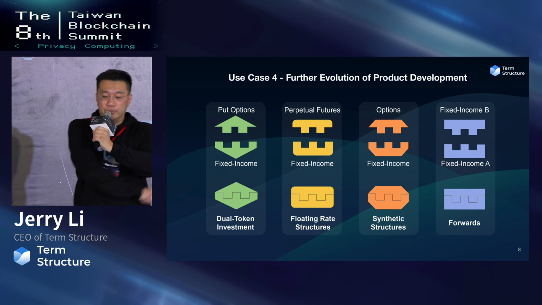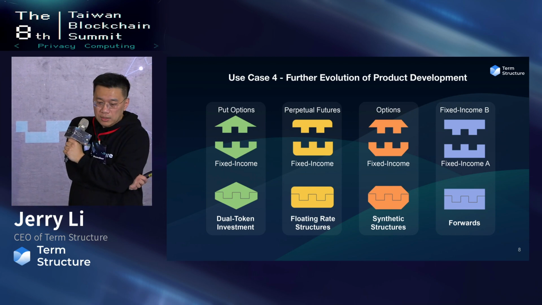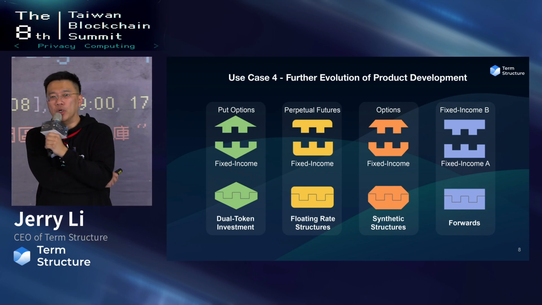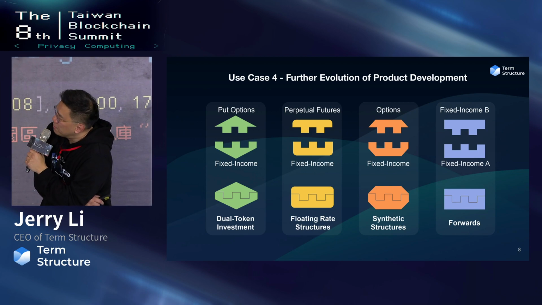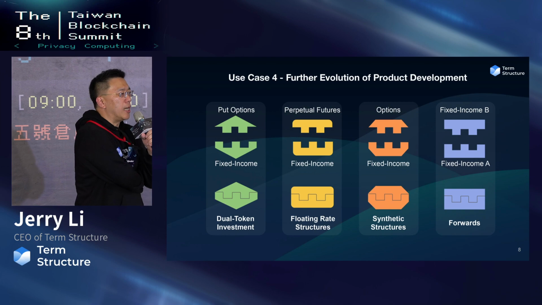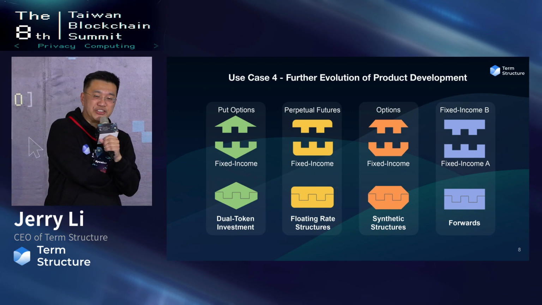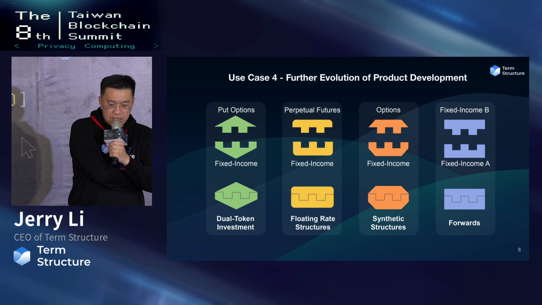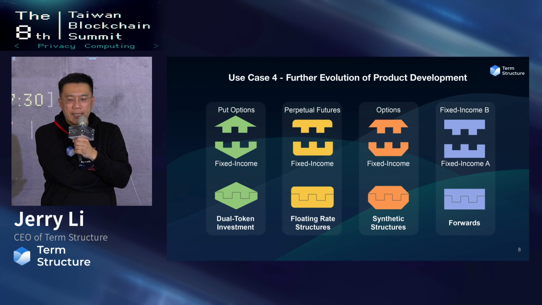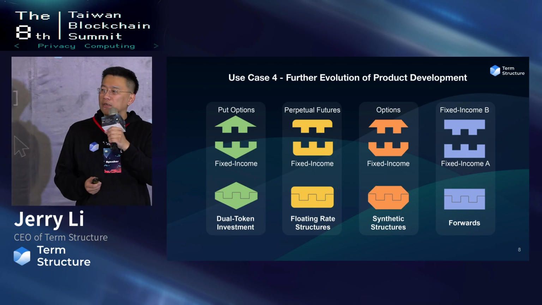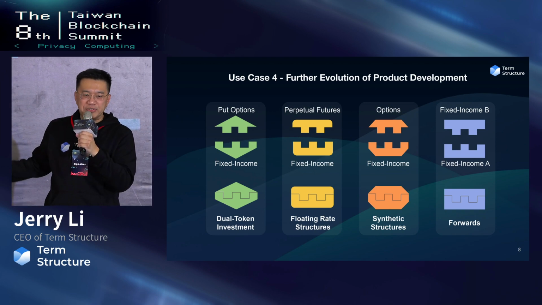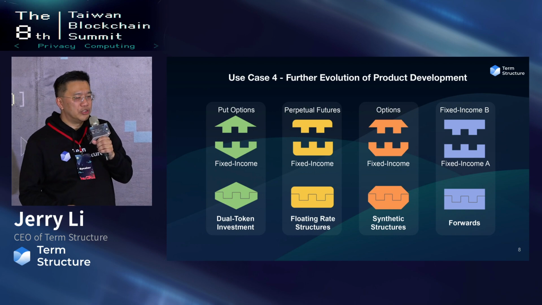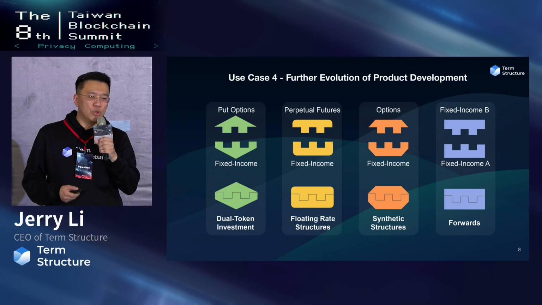Okay. So there's one more page I wanted to share with you. There are a lot more use cases. I just take a few examples, right? If we put a put option together with the fixed income, then you can create a dual token investment. That dual token investment is what we do in the real world, so many people are doing dual currency investment with the banks. This is the same thing. And that put option can be another hedge instrument for the term borrower to avoid being liquidated.